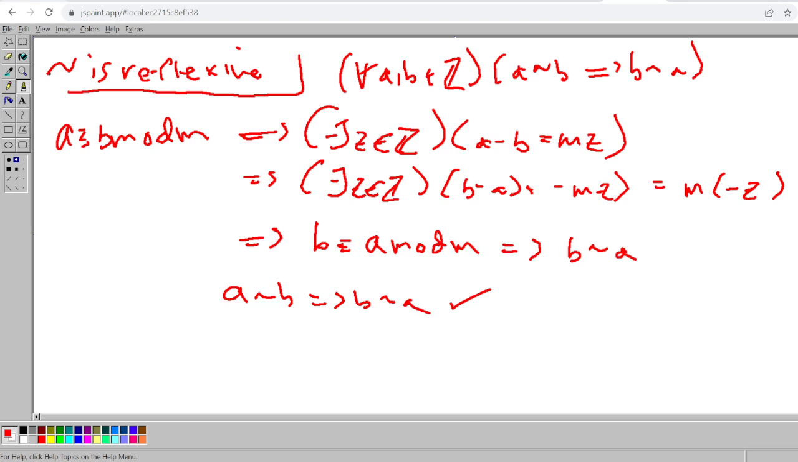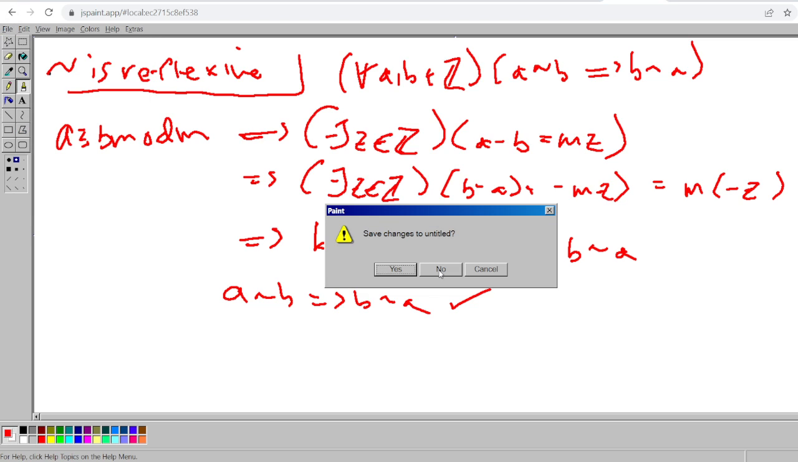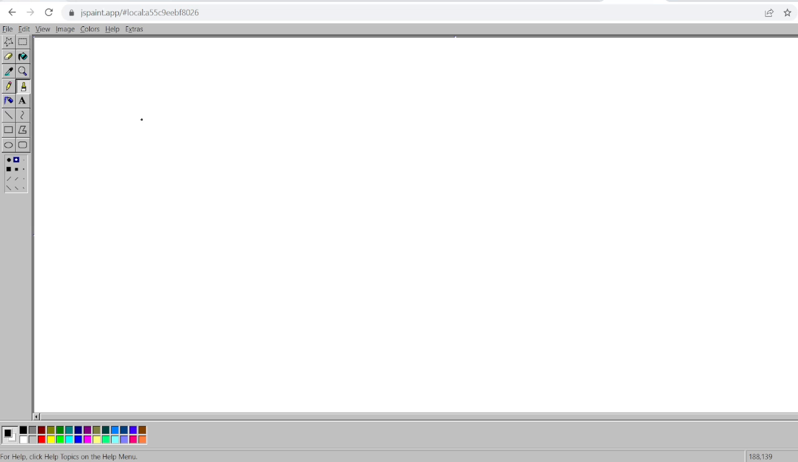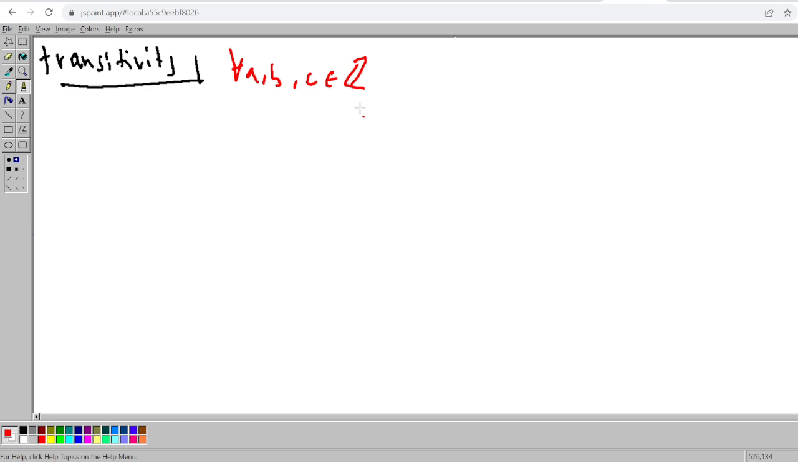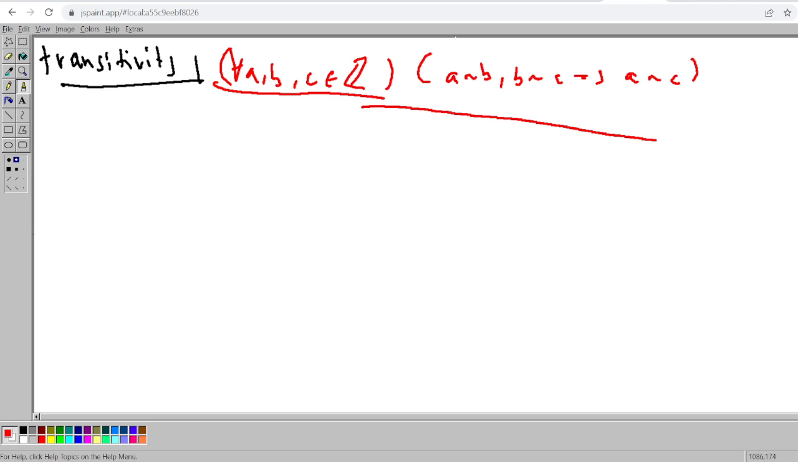And I do not have enough space because I chose to write big. Okay, so we have to show here transitivity. I have to show for A, B, C in Z, we have A relates to B, B relates to C, implies A relates to C. Oh, that's awful. So how do we do this?